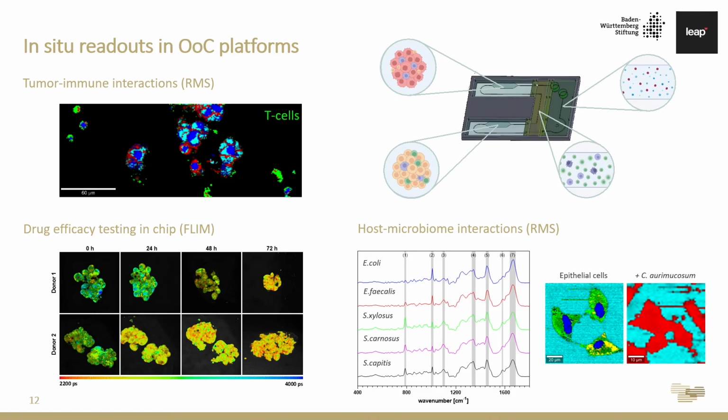Another work that is going on a bit farther away from the cancer site is targeting host microbiome interaction, because also different bacteria do show different Raman signatures. So also here we can monitor the heterogeneity and the effects of bacteria on human cells. These were just quick examples.